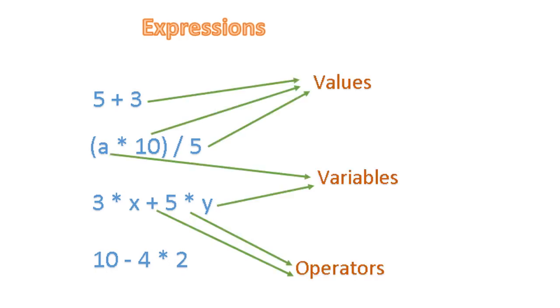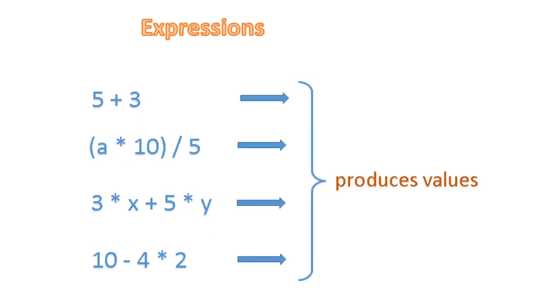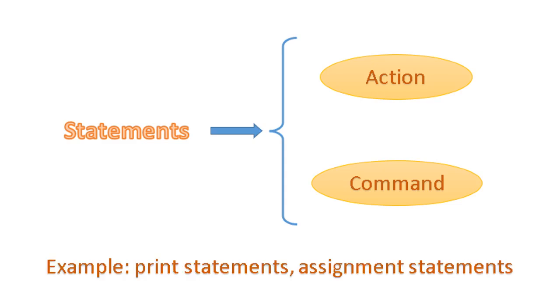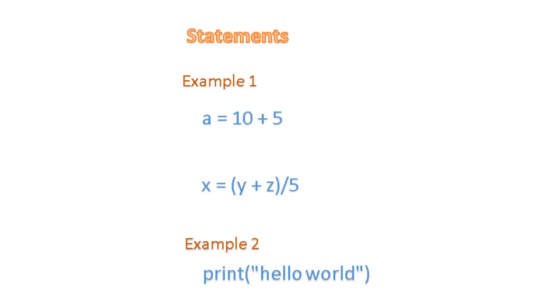An expression is a combination of variables, operators, and values that yields a result value. An expression represents something which Python evaluates and which then produces a value. Statements represent an action or command, for example, print statement, assignment statement, etc. These are the examples of statements.